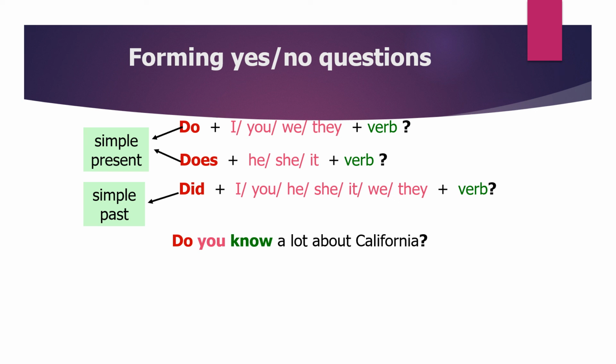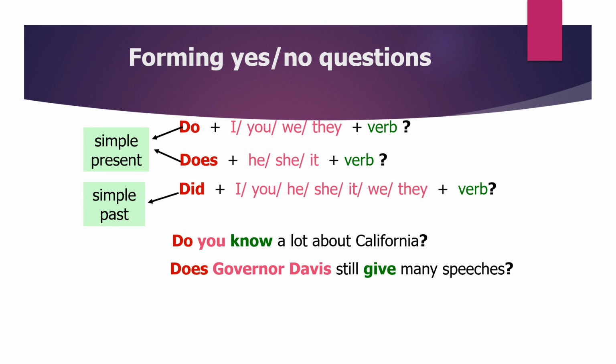Here I have some examples. Do you know a lot about California? Does Governor Davis still give many speeches? Did this explanation help you? As you can see, every example starts with an auxiliary verb that corresponds to the subject.